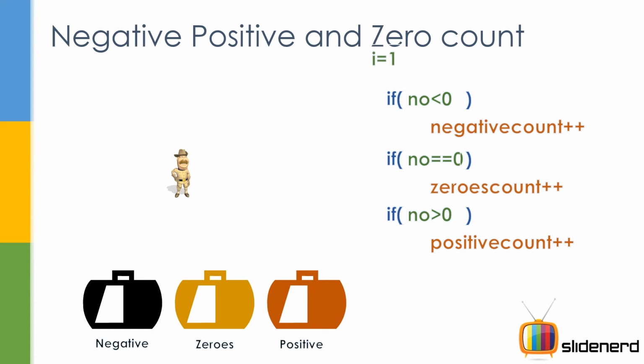But we have 5 numbers, so we are going to repeat this 5 times, right? So when you want to repeat something 5 times, you start from 1, you stop at 5, and you increase the i by 1 each time, and you put this inside a for loop, right? Because you want to repeat stuff, you use a loop.